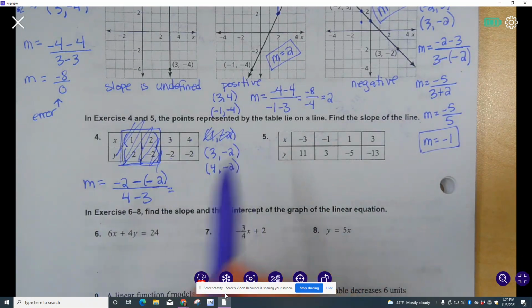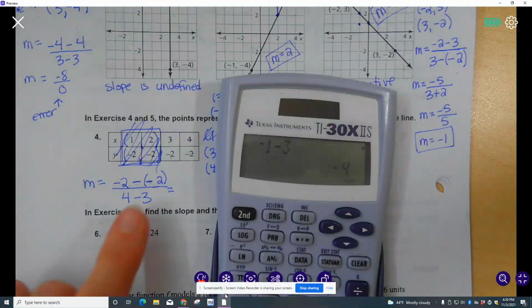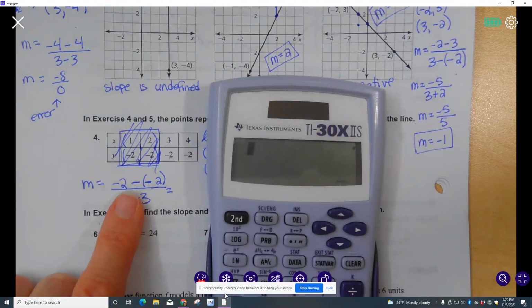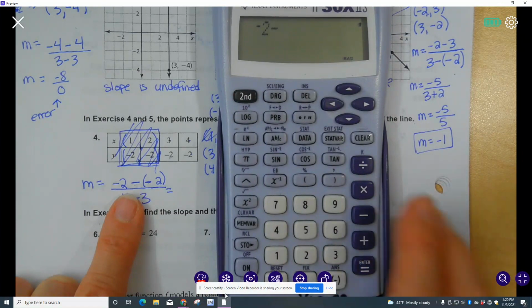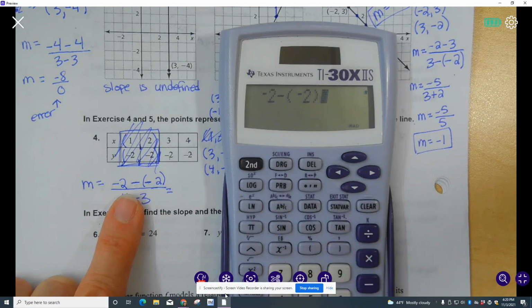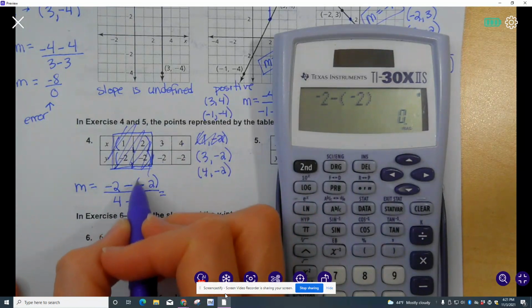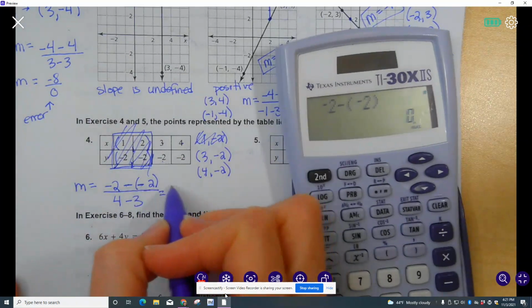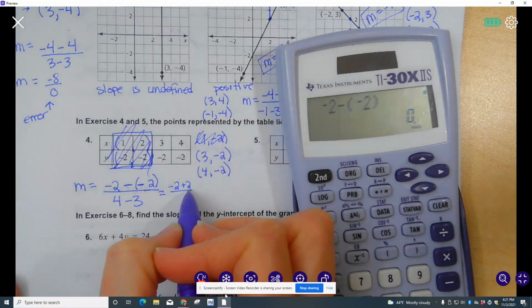Okay, now let's simplify this. I also want to show you, if you didn't remember to turn your two negatives into a positive, if you put this in the calculator, negative 2, so use the negative button, subtract, parenthesis, negative 2, you're going to get 0. Because what it did was it turned this into minusing a negative, it turned it into a plus, so I had negative 2 plus 2 on the top, so that's 0.